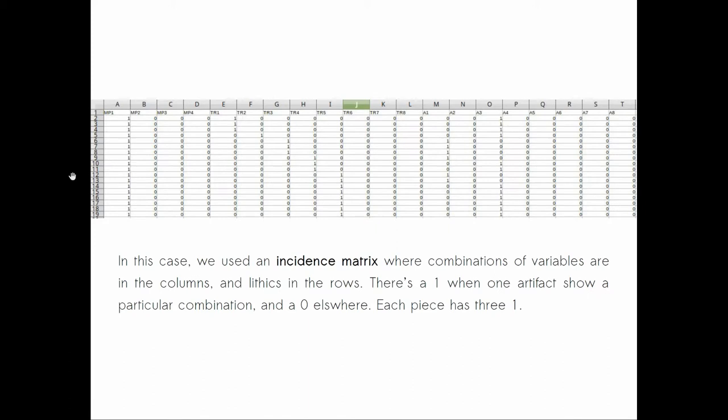For that, we use an incidence matrix, where we have the combination of variables in the columns and the artifacts in the rows. There is a one when each artifact is matching this combination of variables, so every artifact has three ones, and the rest are zeros.